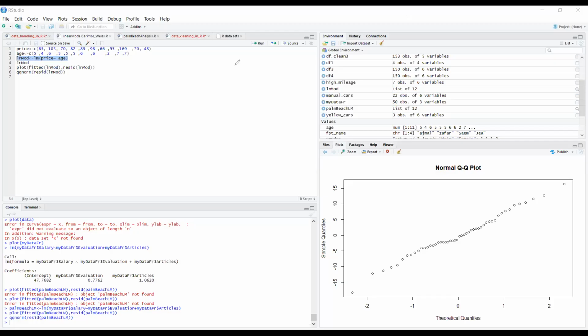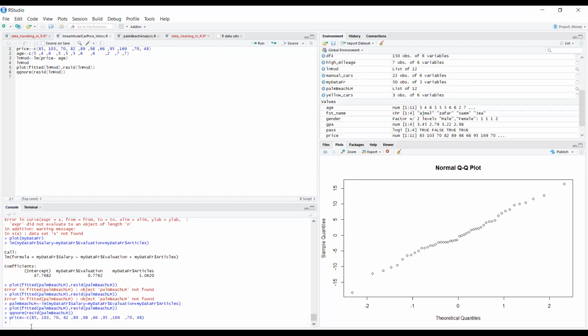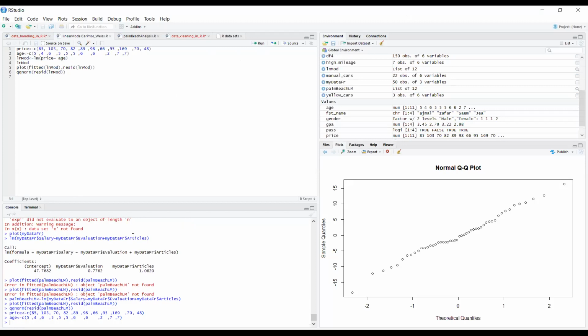Now we are going to execute this model line by line. I'm going to execute line number 1: click on line number 1 and press the run button. So you can see that the vector of price is created. Then line number 2, the vector of age is created. In the memory we now have two variables: the age variable and the price variable. We have these two variables created just by execution.